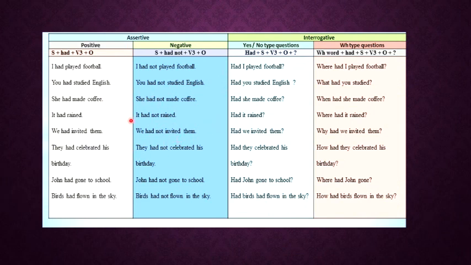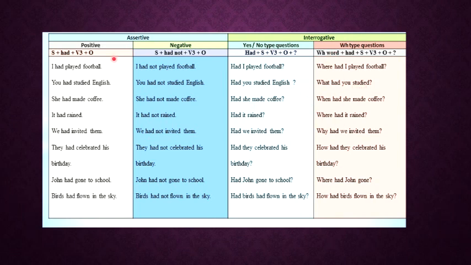Now here is again a table. The same thing, positive sentences with different verbs are there now. Negative sentences, how they are changed from positive to negative. Interrogative, how they are changed from negative or positive to interrogative. And the last, if you see, it is WH type questions. Dear children, when we have a WH question word, then how do we make the past perfect tense?